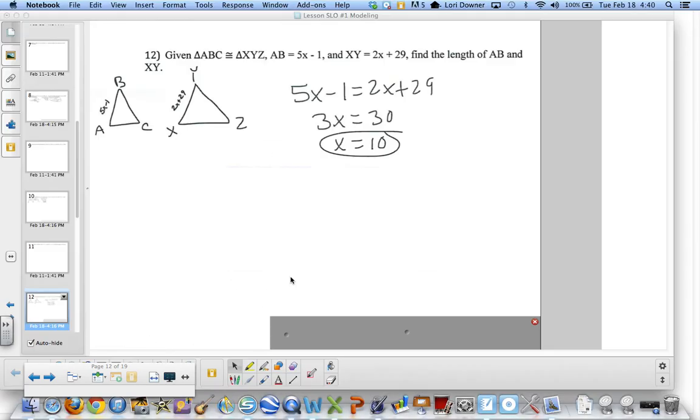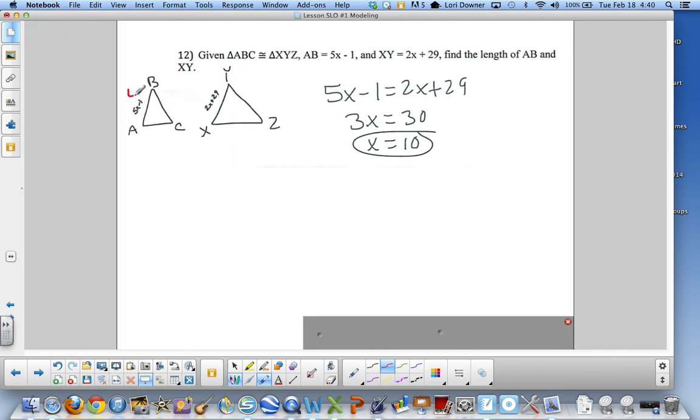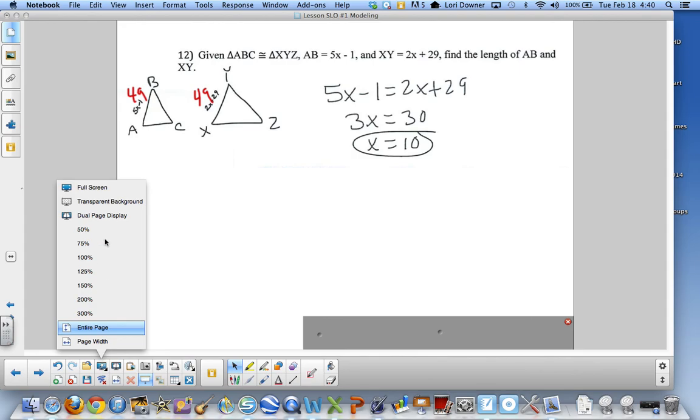Let's plug 10 back in. So I get 5 times 10, 50 minus 1. So I get 49 here. AB is 49 when I plug it back in. And then here I get 2 times 10, 20, plus 29 gives me 49. So I can see that they're both congruent, and that should make sense because my two triangles are congruent.